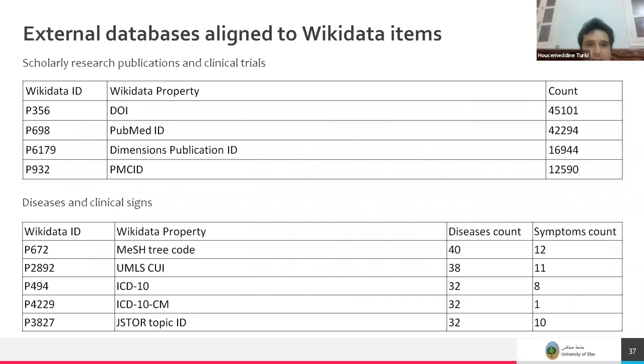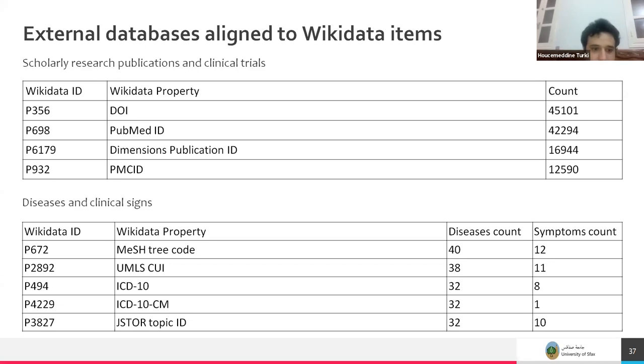Well, concerning the external databases aligned to Wikidata items in the context of COVID-19, we have seen that the DOI, the PubMed ID, the PubMed Central ID are well represented in Wikidata. And there are even, for example, clinicaltrials.gov, which is well represented as well. So it can be a good reference to build multi-source computer applications for analyzing COVID-19 publications.